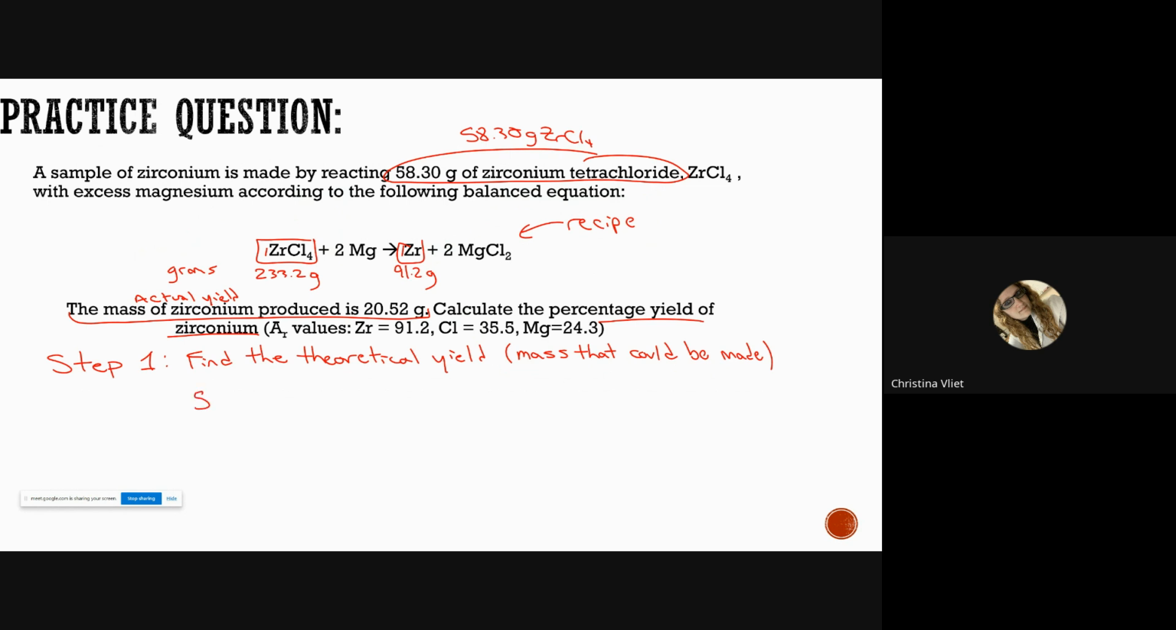Right. So I'm going to start with my 58.30 grams because this is my given. Put that over 1. And the way that it always works when I'm doing stoichiometry or any other dimensional analysis is that whatever's on the top here has to go on the bottom on the next step. That's what you have to remember. And it's always going to be the number you divide by. And so the number with zirconium chloride is 233.2. So that's what I divide by. And the number on the top is 91.2.